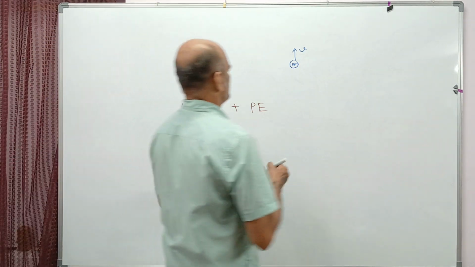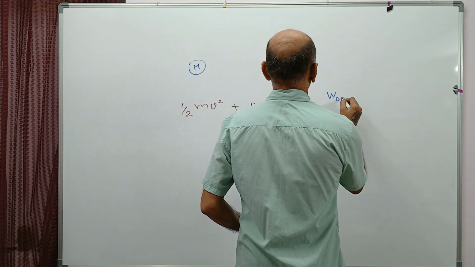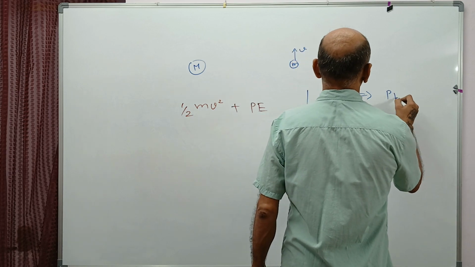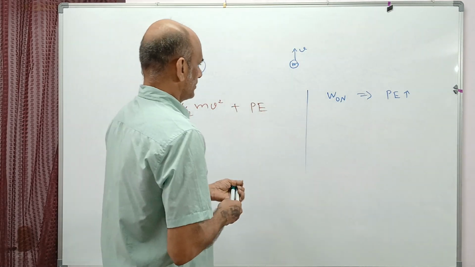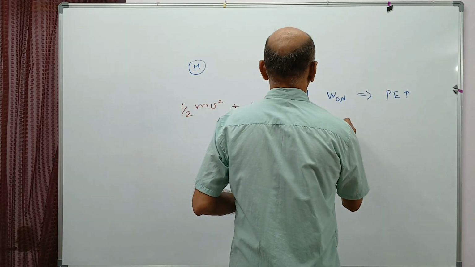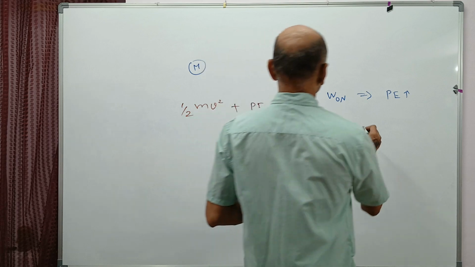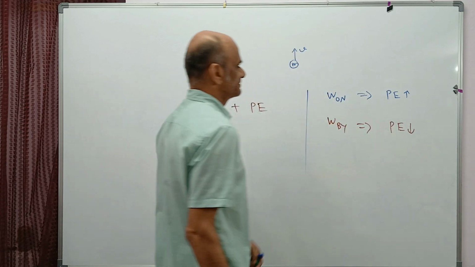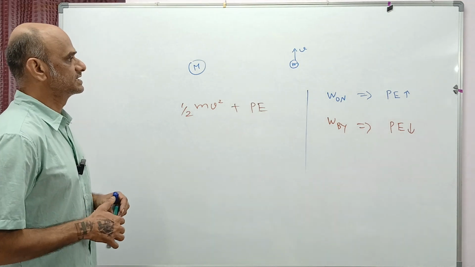One more basic concept is that work done on the system will increase the potential energy. Work done by the system, here the system is the system of these two masses, will decrease its energy, here in this case potential energy. Obviously, if the system is doing work, it loses energy. If work is done on the system, its energy is increasing.